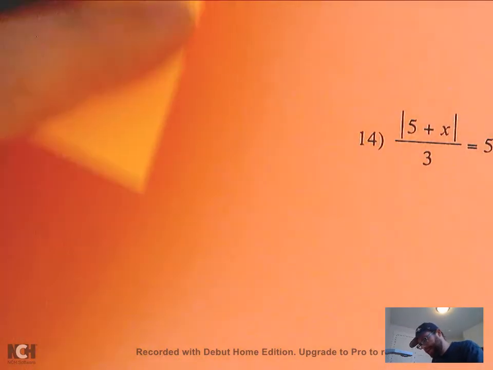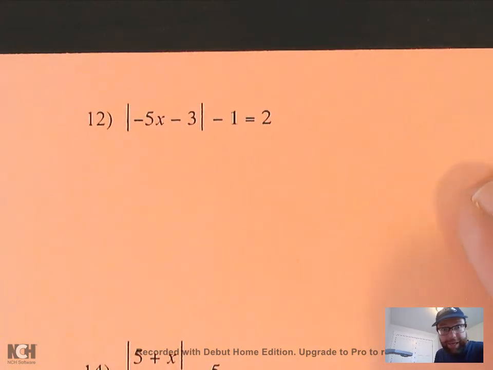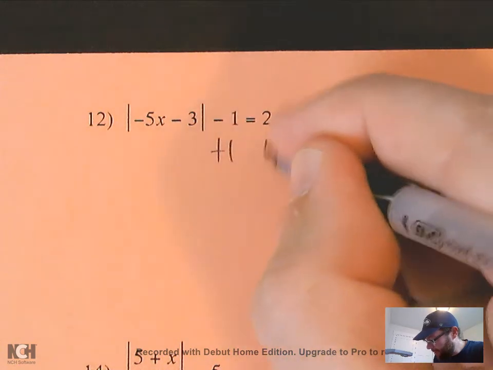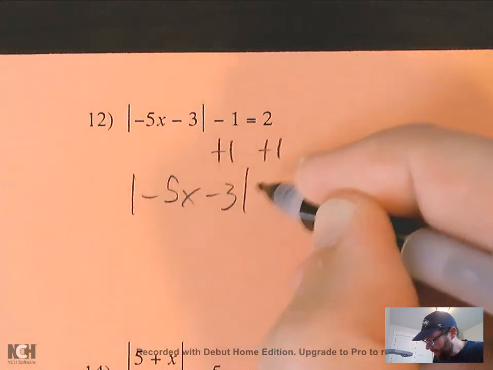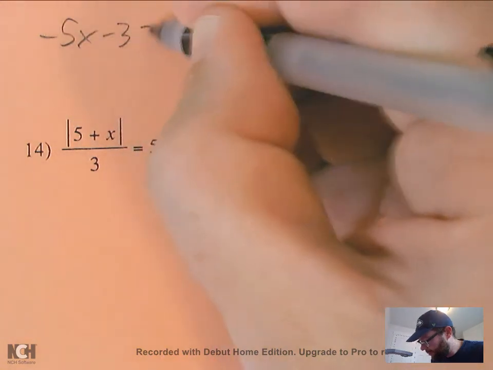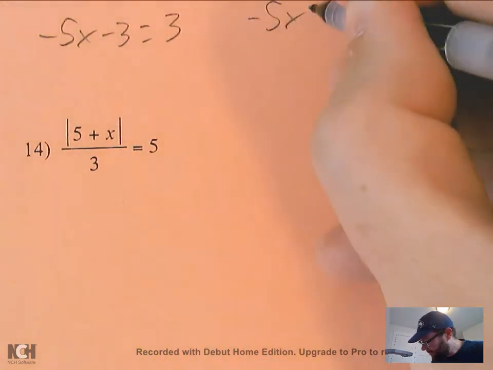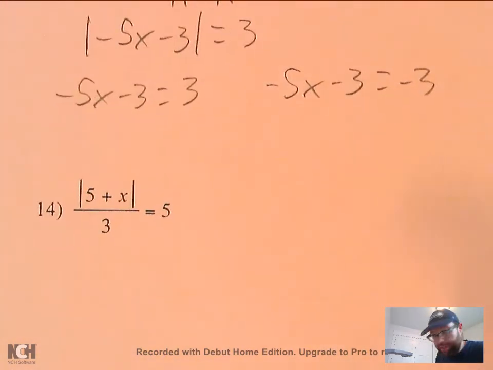Okay, let's look at some more examples. So, on the back here. So I have a minus 1 outside the absolute value. So I'm going to add 1 to both sides to get rid of it. Gives me the absolute value of negative 5x minus 3 is equal to 3. Okay. It's equal to a positive number. So again, positive, I split it into 2 equations. So negative 5x minus 3 could equal positive 3, or negative 5x minus 3 could equal negative 3. I don't know which one it is, so I solve for both.